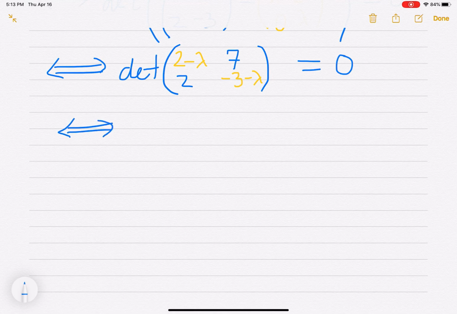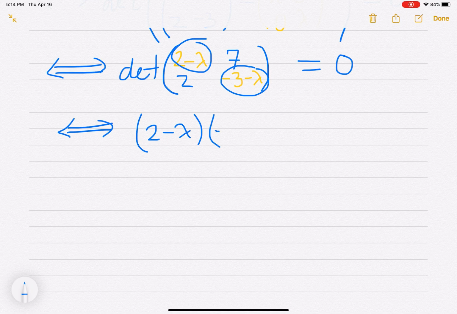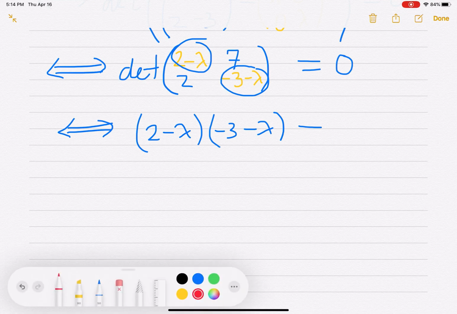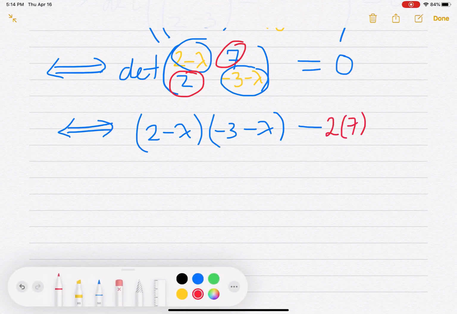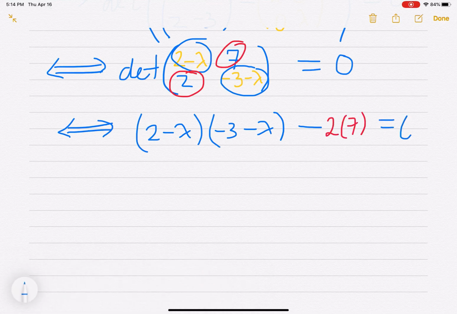You're going to take the entries along the descending diagonal and multiply them. So you're going to have, what, 2 minus lambda times negative 3 minus lambda. And then minus, and then you're going to take the entries up the ascending diagonal, 2 times 7. And that's going to be equal to 0. So I'm showing more steps than I normally would. All right, so that's equivalent to.